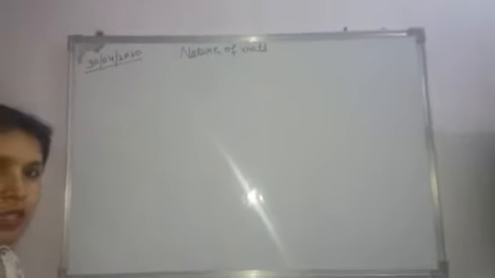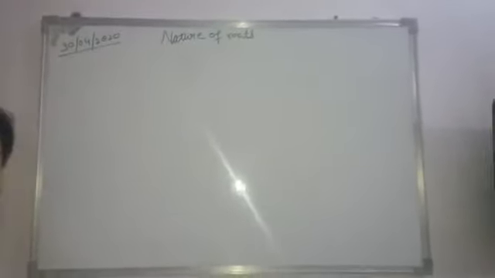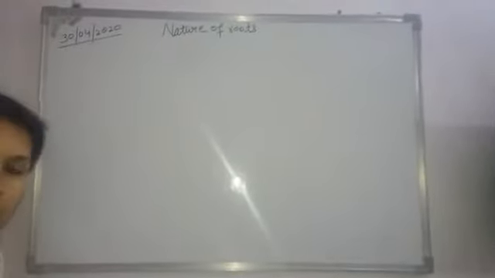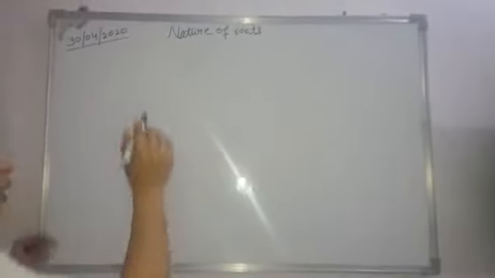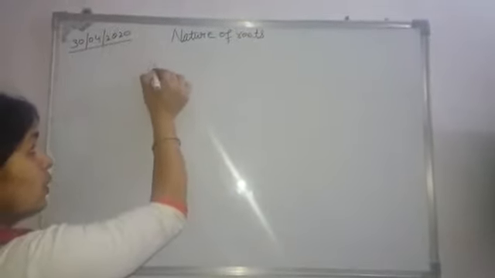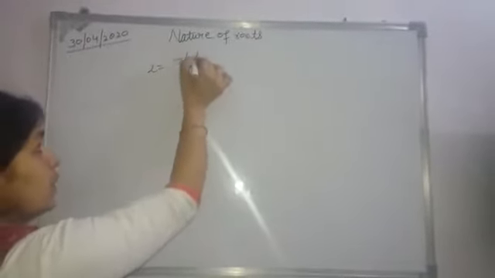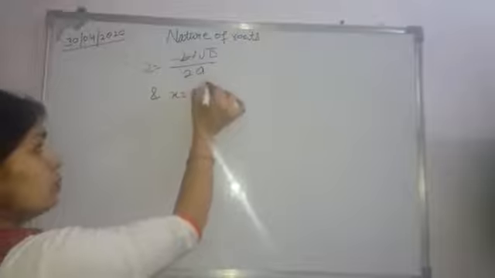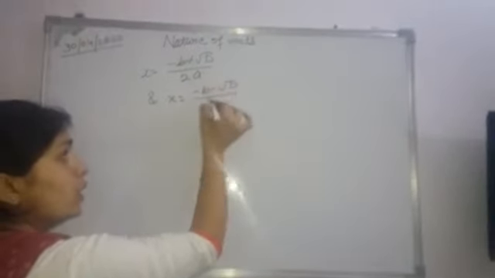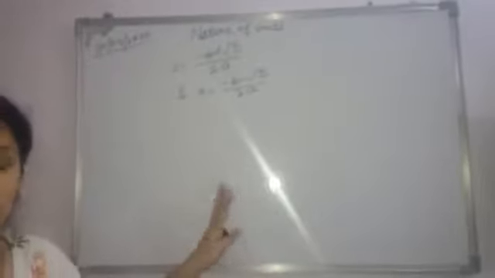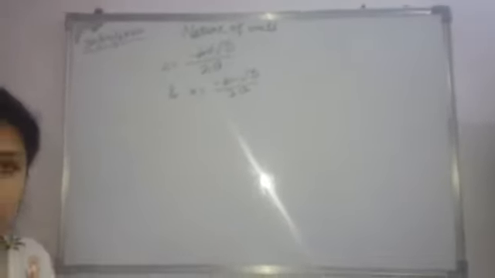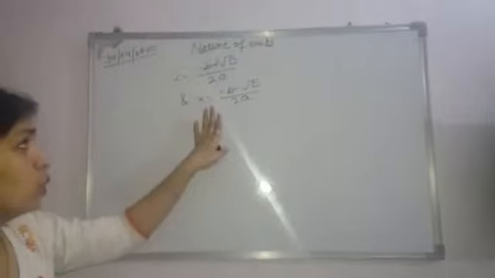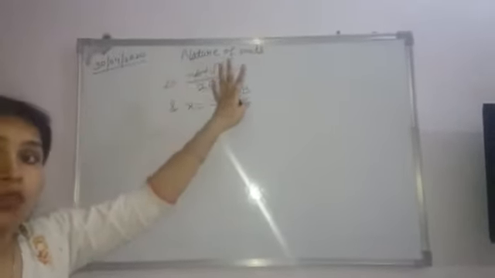Morning students, today our topic is nature of roots, and the nature of roots of an equation depends on the value of D. We know that with the help of the quadratic formula, the roots are minus b plus root D divided by 2a, and the second root is minus b minus root D divided by 2a. Now, when can we say that roots are real, or roots are equal, or roots do not exist? This condition depends on the nature of roots.